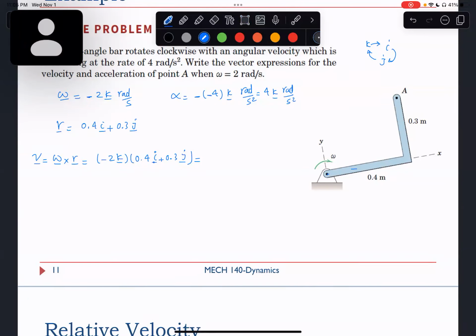Okay, so if we use that, what is the first term? That's minus 2 times 0.4, so it's minus 0.8, and k cross i is positive j. How about minus 2k cross 0.3j? So that's minus 2 times 0.3, which is minus 0.6, and k cross j is negative i, so this is going to be positive. Okay, so this is v of A.